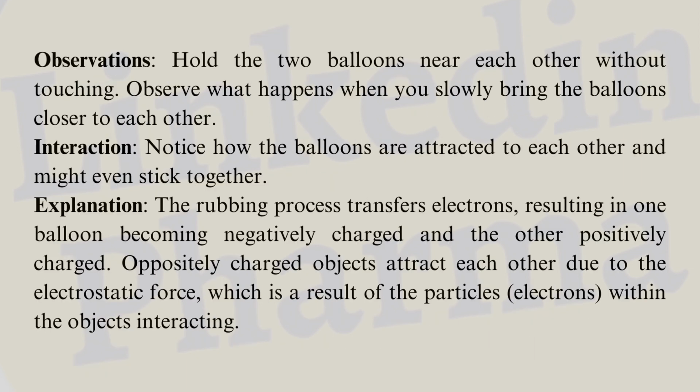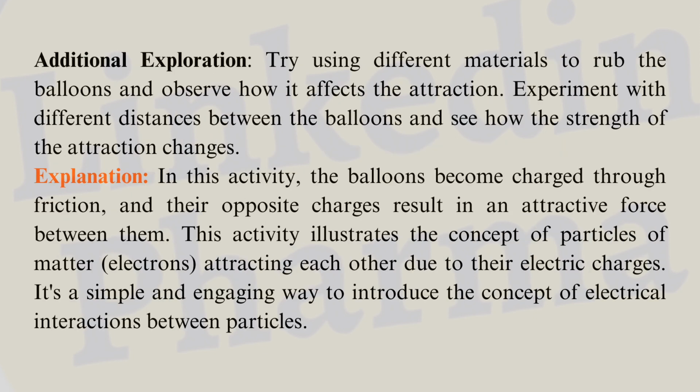2. Observations. Hold the two balloons near each other without touching. Observe what happens when you slowly bring the balloons closer to each other. 3. Interaction. Notice how the balloons are attracted to each other and might even stick together. 4. Explanation. The rubbing process transfers electrons, resulting in one balloon becoming negatively charged and the other positively charged. Oppositely charged objects attract each other due to the electrostatic force, which is a result of the particles, electrons, within the objects interacting. 5. Additional exploration.